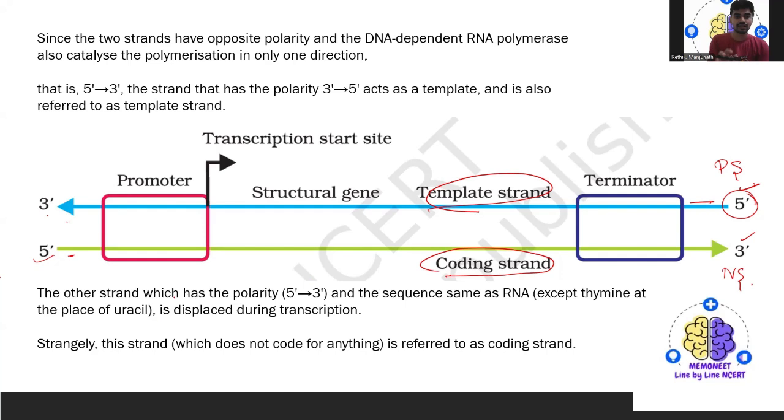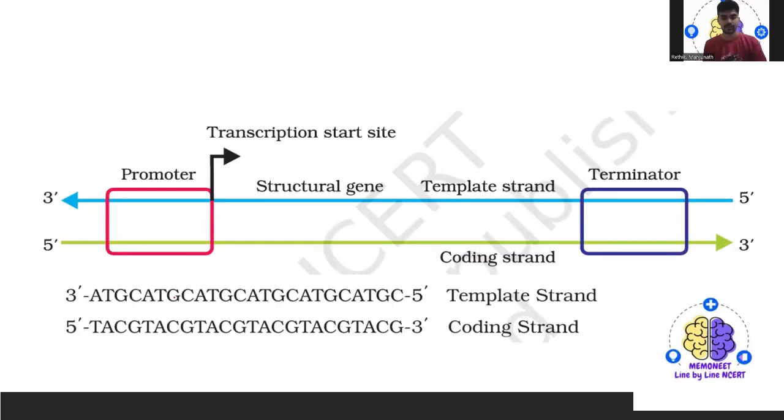Right. So, strangely, this strand, which does not code for anything, is referred to as the coding strand. How? Now, in this diagram or figure, you can see what you have been seeing. The strand here is obviously 3' to 5', and here 5' to 3', which is what? A coding strand. So this is a template strand and this is the coding strand.